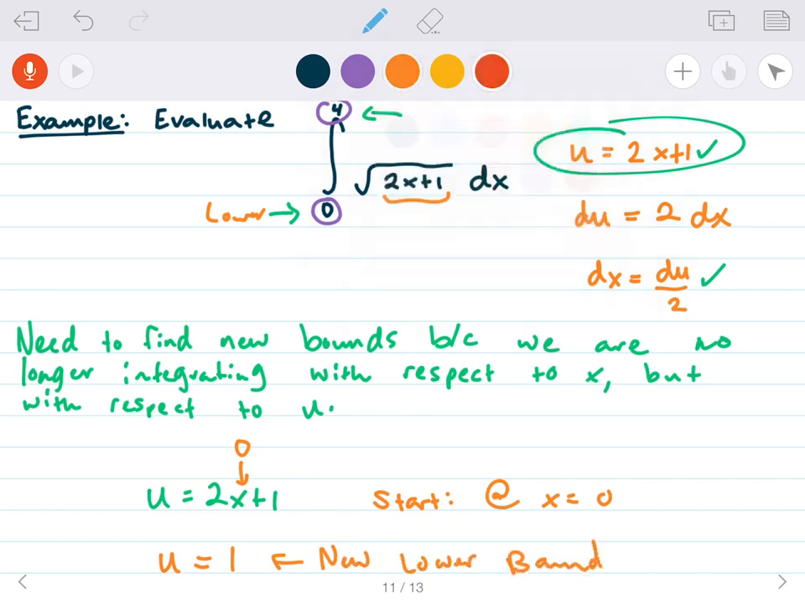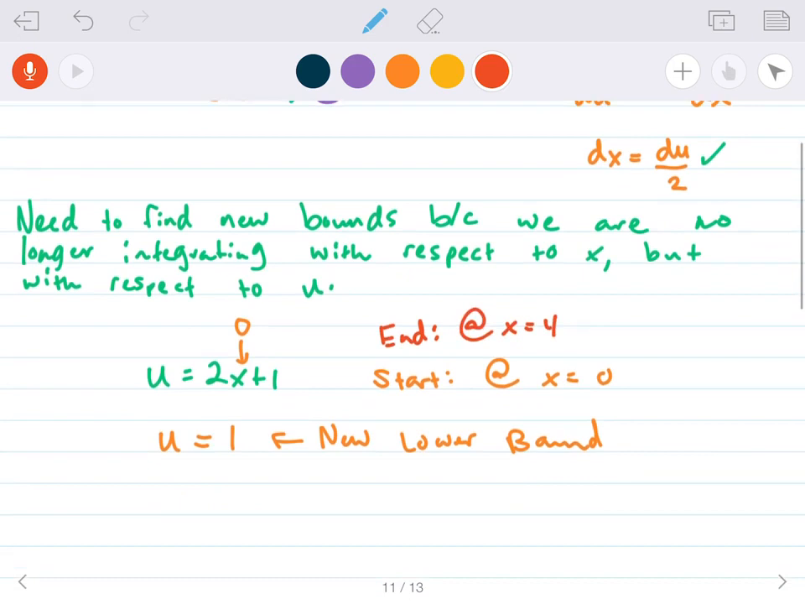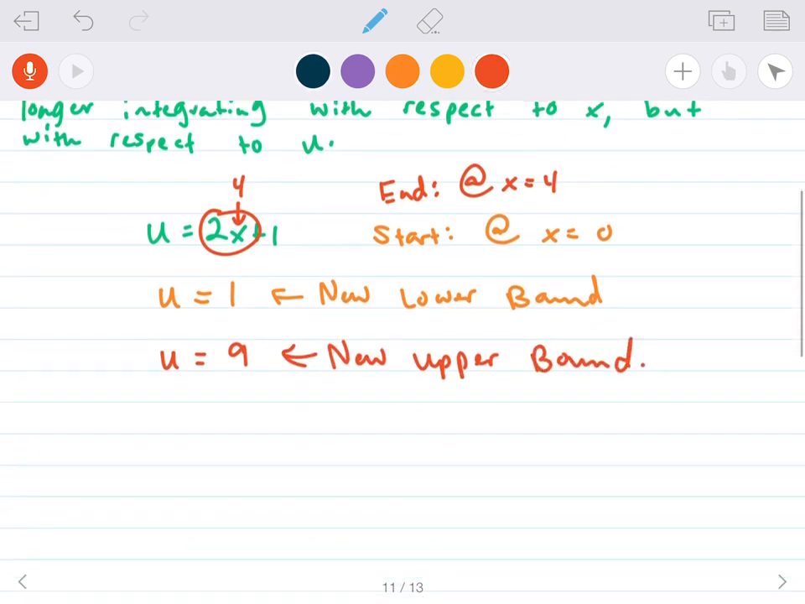Now I need to find the upper bound. Well, my old upper bound was x equals 4. Therefore, for our new upper bound, we're just going to replace x with 4 to get this in terms of u. So u is going to be 2 times 4, 8, plus 1, which is going to give us 9. So this is our new upper bound. Putting all this together, we are going from 1 to 9. Those are our new bounds.